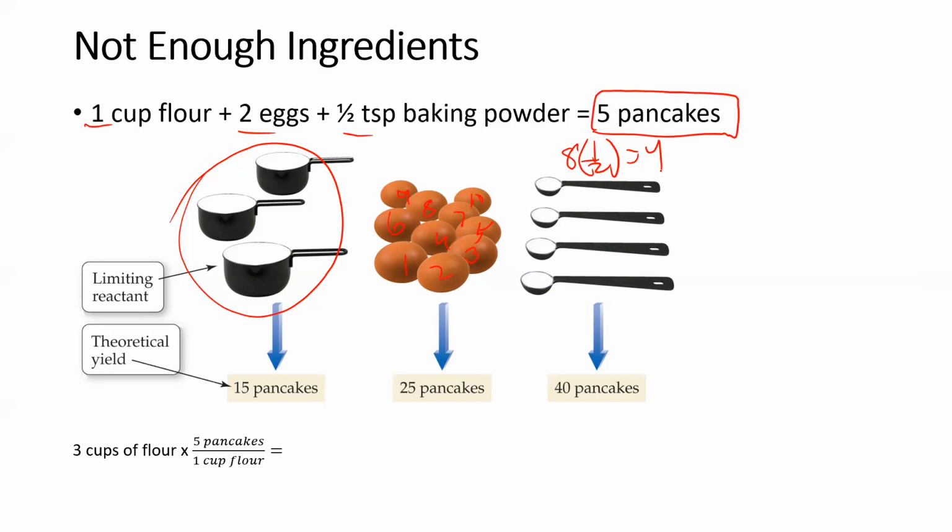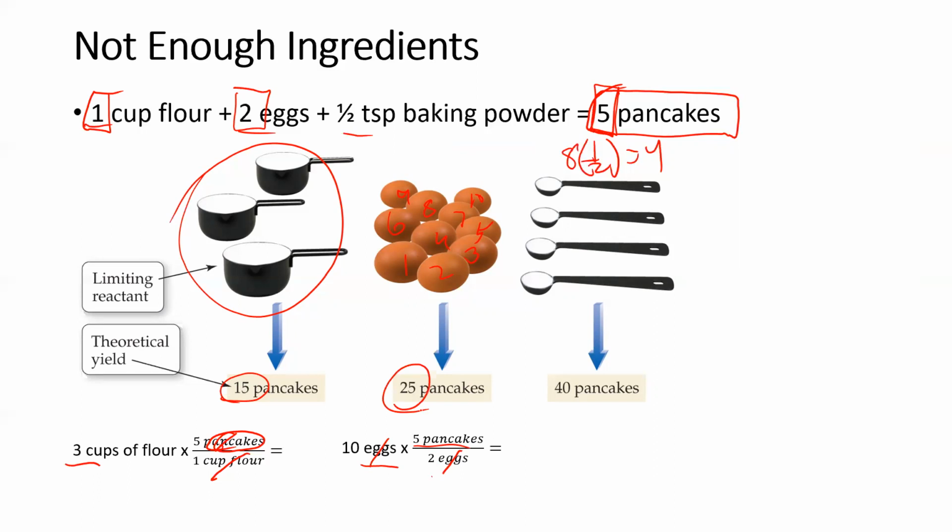So I have 3 cups of flour, but if I look at my ratio, 1 cup of flour gives me 5 pancakes. So 1 cup of flour, 5 pancakes. And I see that 3 times 5 gives me 15. 10 eggs, well, in the recipe, there's 2 eggs per 5 pancakes. So I want to cancel out eggs. 2 eggs, the eggs cancel, gives me 5 pancakes. 10 times 5 is 50, divided by 2 is 25 pancakes.